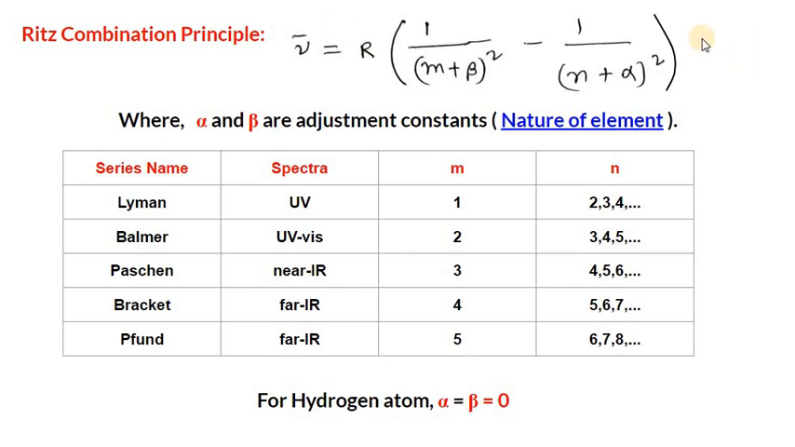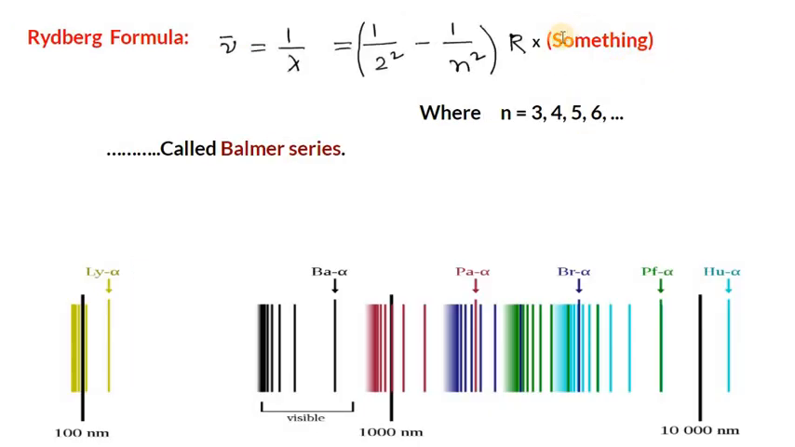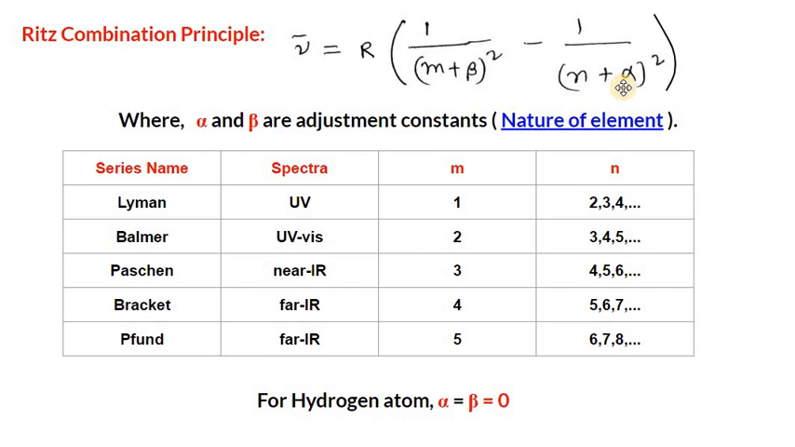Here that term is not incorporated. Okay, so that's why here alpha and beta, two other terms, are incorporated, and alpha and beta are called adjustment constants. That means what these something terms did there, alpha and beta do the same. Okay, so alpha and beta, these are called adjustment constants.